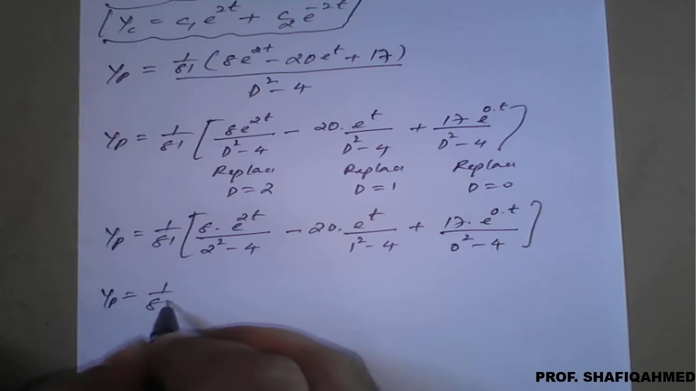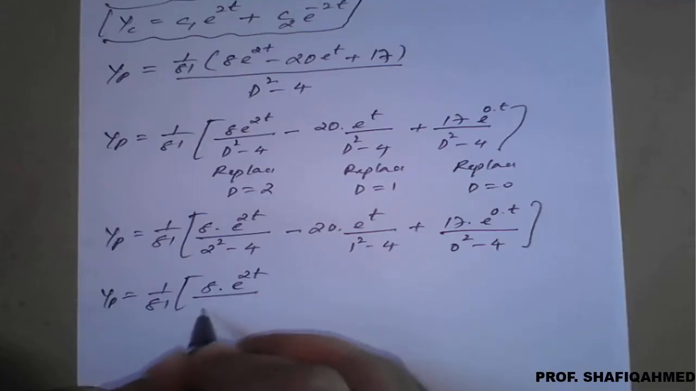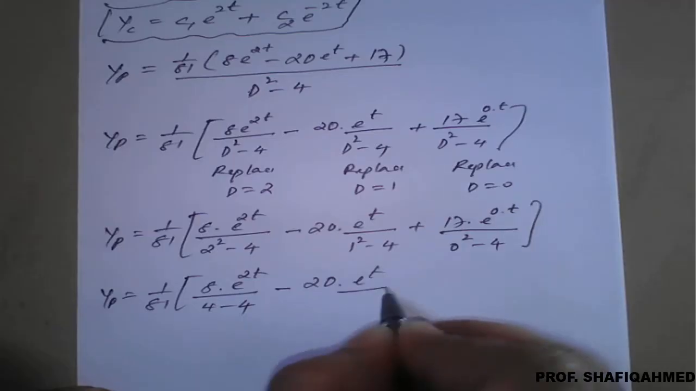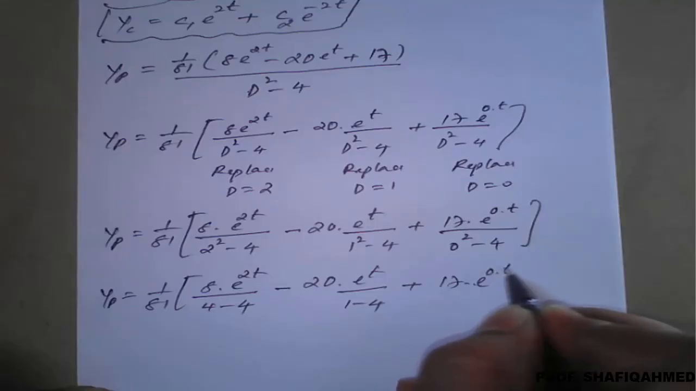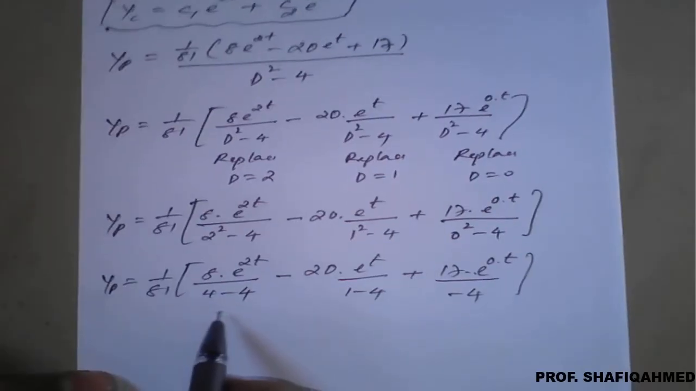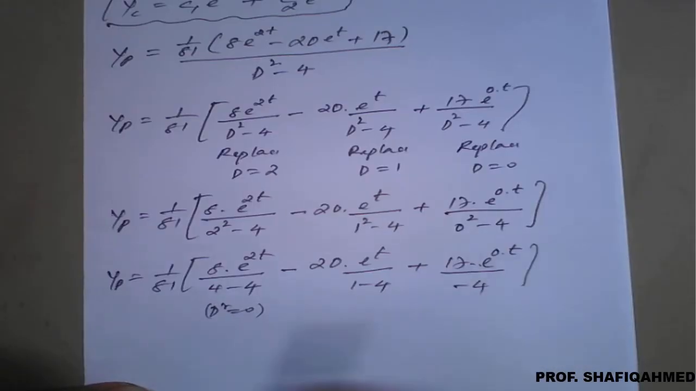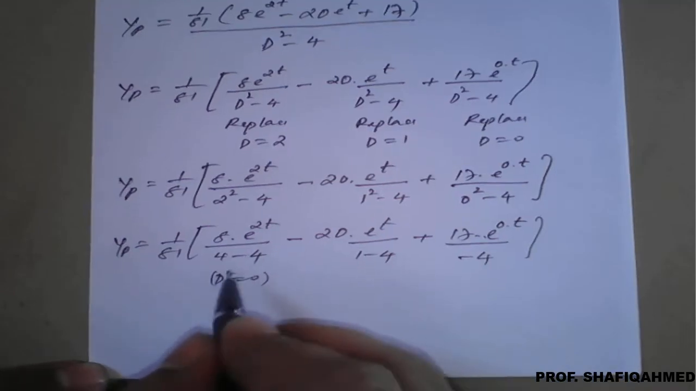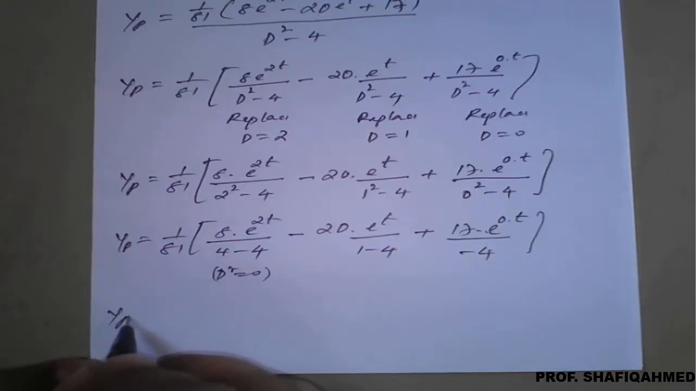Yp is equal to 1 upon 81. So 8 into e raised to 2t upon 4 minus 4, minus 20 e raised to t upon 1 minus 4, plus 17 into e raised to 0 into t upon 0 minus 4. So the denominator is turning to 0 in the first case. In the other two cases it is going to simplify, but again we will differentiate the auxiliary equation and go for one more step.